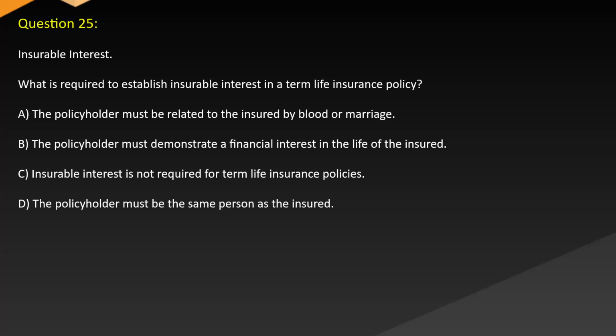Question 25. Insurable interest. What is required to establish insurable interest in a term life insurance policy? A. The policyholder must be related to the insured by blood or marriage. B. The policyholder must demonstrate a financial interest in the life of the insured. C. Insurable interest is not required for term life insurance policies. D. The policyholder must be the same person as the insured.